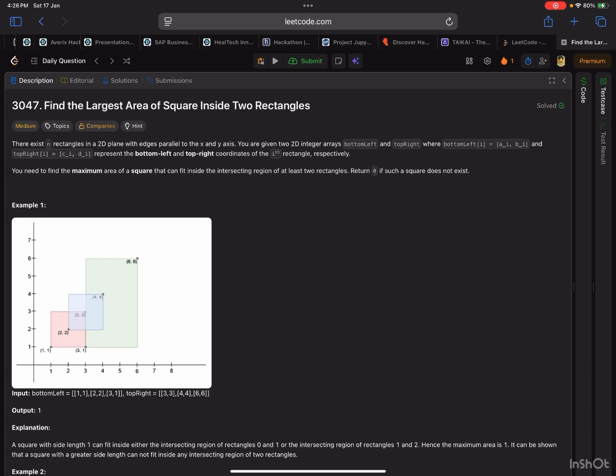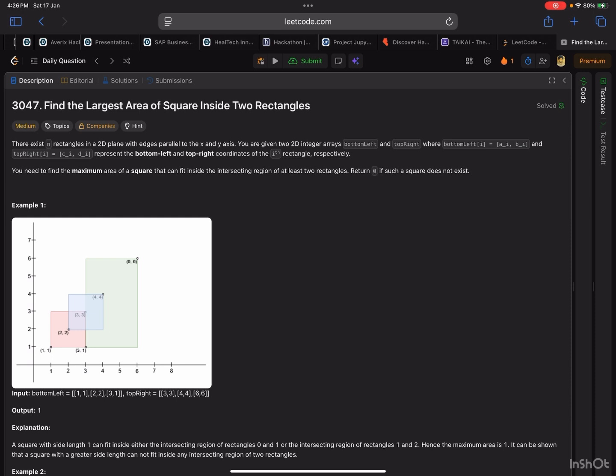There exist n rectangles in a 2D plane with edges parallel to the x and y axis. You are given two 2D integer arrays, bottom left and top right, where bottom left and top right represent the bottom left and top right coordinates of the ith rectangle respectively. And what we need to find is the maximum area of the square that can fit inside the intersecting region of at least two rectangles. Okay, so at least two rectangles, we can have an intersecting region of more than two rectangles as well. And we need to find the maximum area of the square which is present in the intersecting region of as many rectangles as we consider.